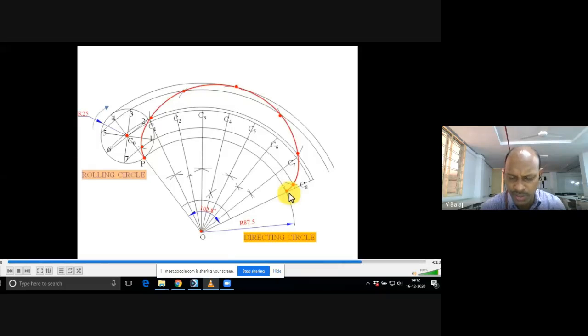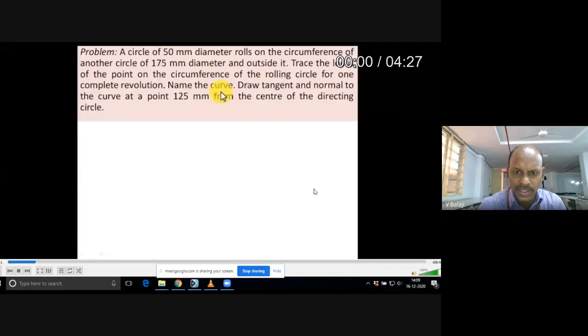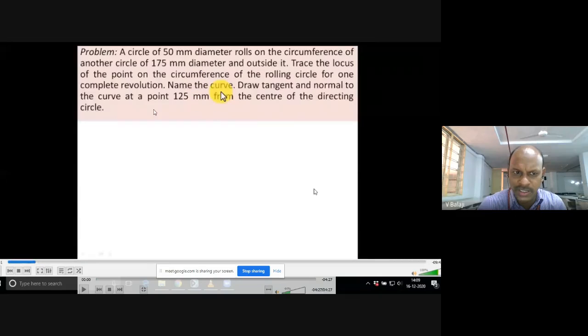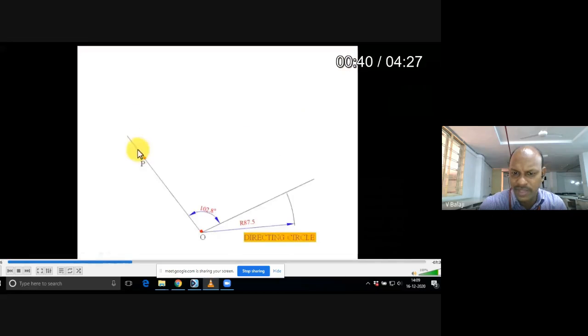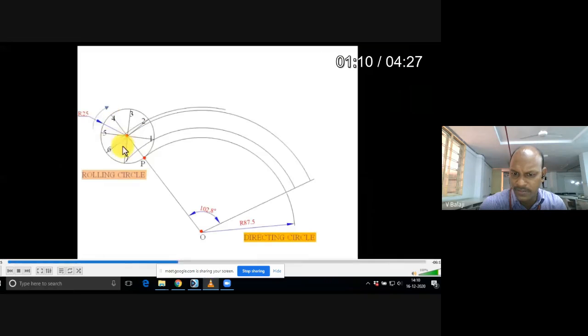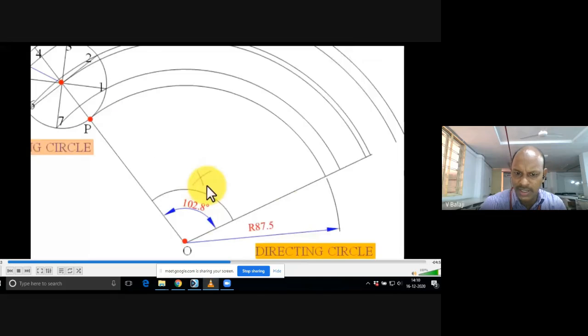Now we are left with the normal and tangent. If you go back to the problem, what is it asking? Draw the normal and tangent on the curve at a point 125 mm from the center of the directing circle. 125 mm from the center of the directing circle.